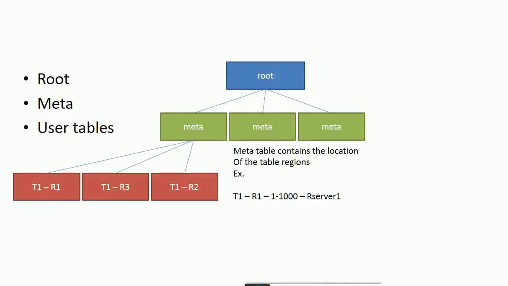So I explained these things. We have two types of system tables, root and meta. Even root is a meta table only, because it is a table which contains information of user tables, so they are meta tables. And then we have user tables. User tables can be divided into regions. Regions are horizontal partitions of user tables, right?